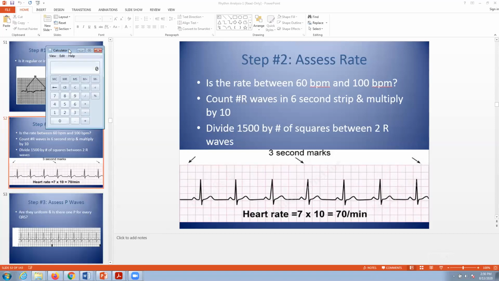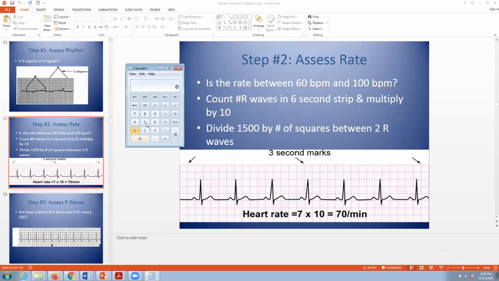Okay, so hopefully you can see my calculator. I divide 1500 by 23, and that's going to equal 65. So this person's actual heart rate is 65, because I divided 1500 by 23, which was the number of little squares in between 2 QRSs.